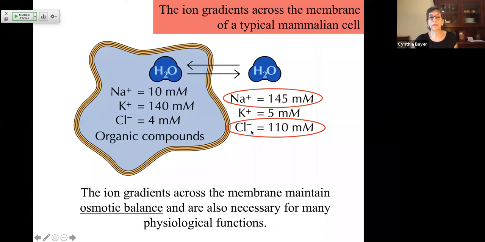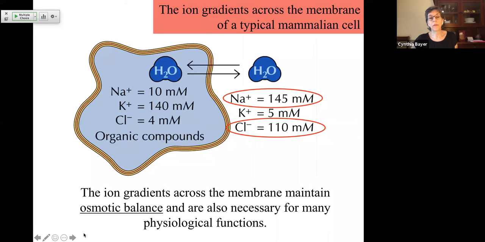For example, it's critical to have a high concentration of chloride ions outside the cell, right? There is a chloride ion transporter that will pump chloride ions outside of the cell. They, of course, will have a hard time diffusing back into the cell because they would be moving against the membrane potential, which is negatively charged inside the cell.